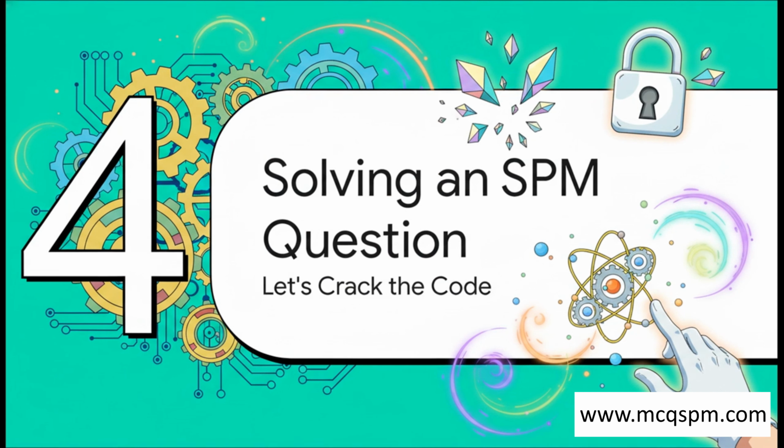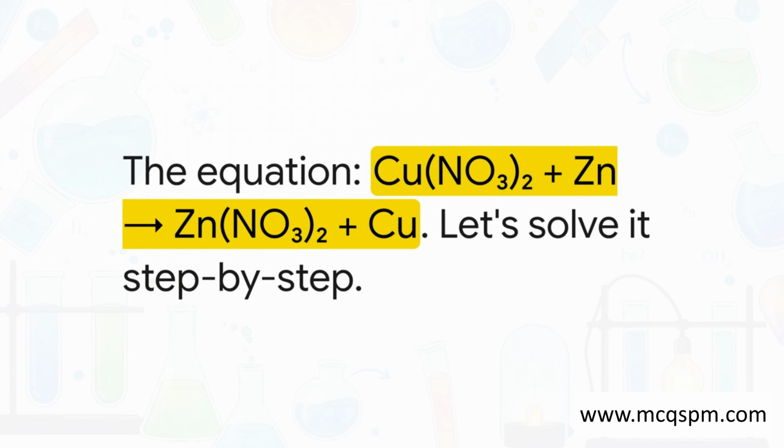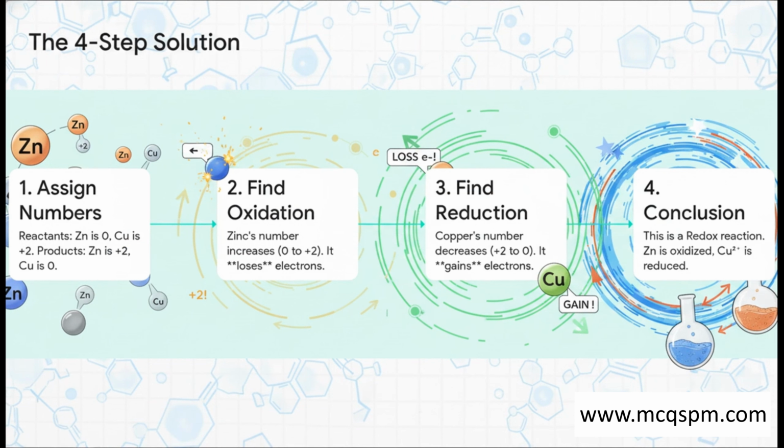All right, this is the moment. You've got the theory, you've got your toolkit. It's time to go back to that intimidating question from the start and crack the code together. Here it is again. It might still look a little complex, but the difference is now we have a process. We have a plan. Okay, let's walk through it. Step 1, and this is the most important part. Assign the oxidation numbers. Any element that's all by itself, like the zinc on the left and the copper on the right, gets an oxidation number of 0.